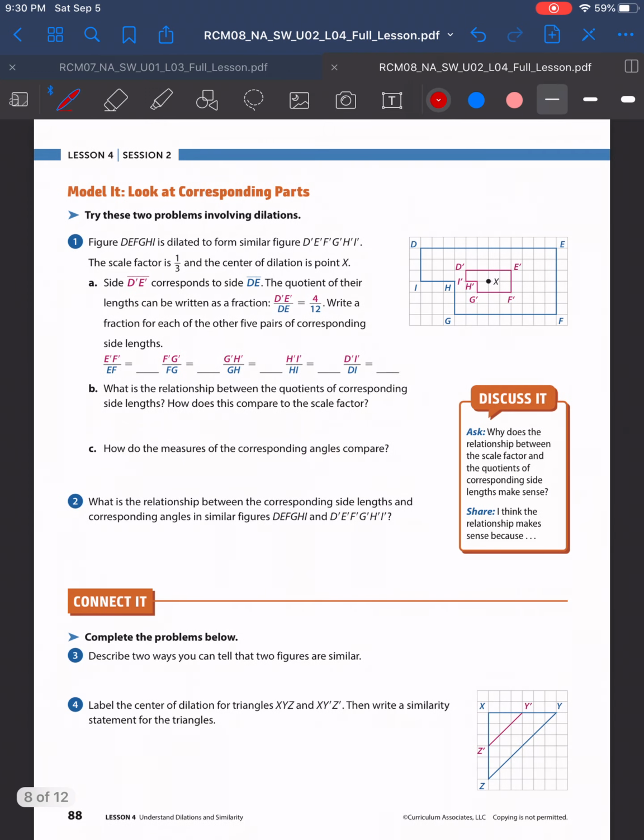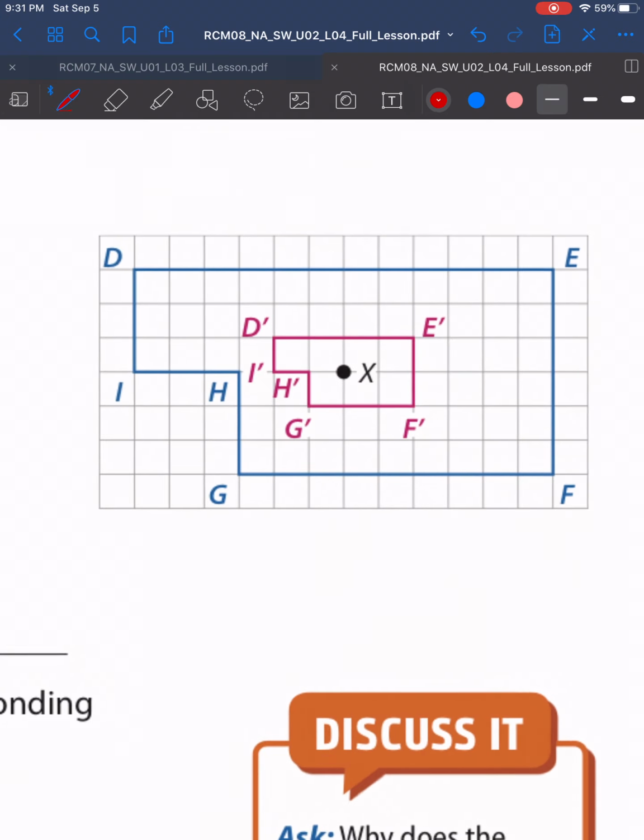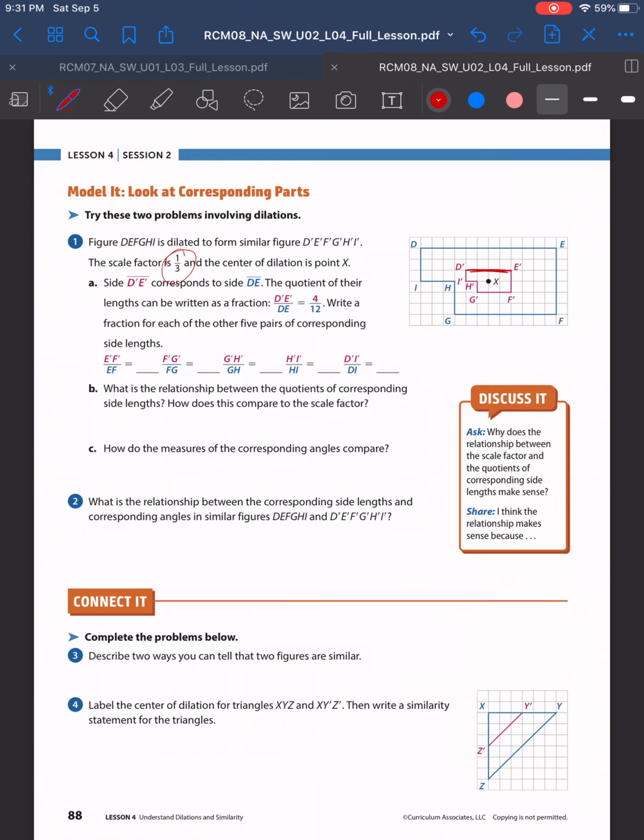Okay. Number 1, figure DEFGHI, that's a big name for such a figure, is similar to DEFGHI prime. The scale factor is a third. Remember, if things are less than 1, it's going to shrink. And the center of dilation is point X. Okay. Side DE, which is right here, side DE corresponds to side DE prime up here.